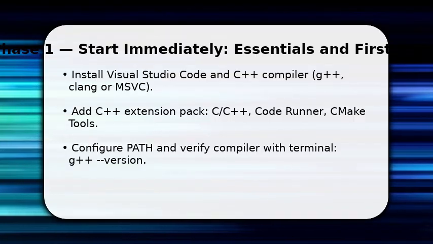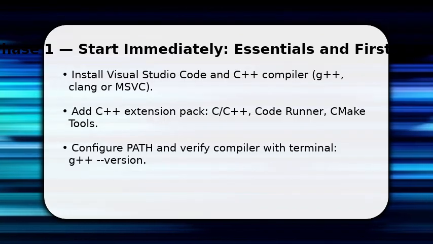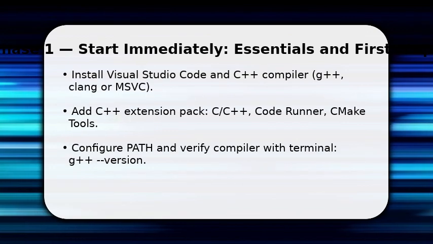Open a new folder for your project, create a main CPP file, and select the C++ extension for IntelliSense. These first actionable steps establish syntax highlighting, auto-completion, and the ability to compile from the editor immediately.